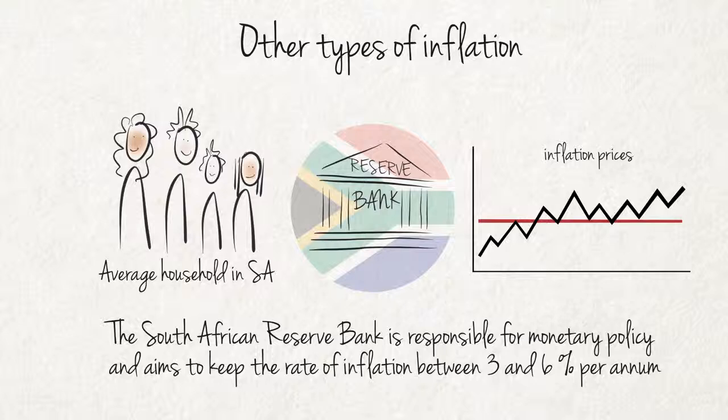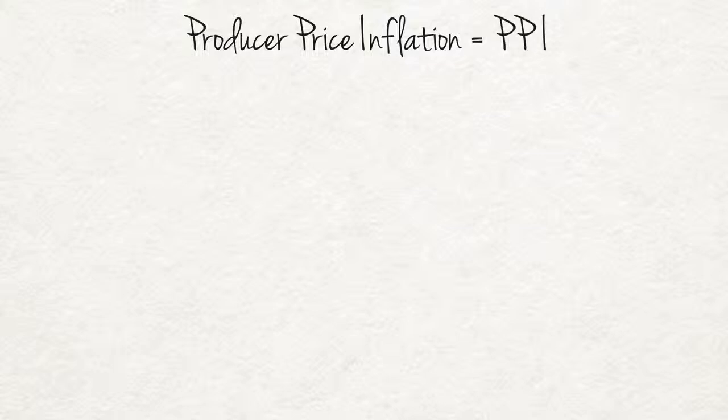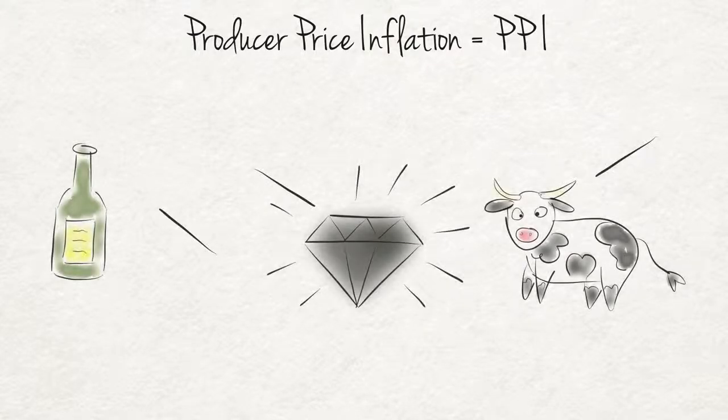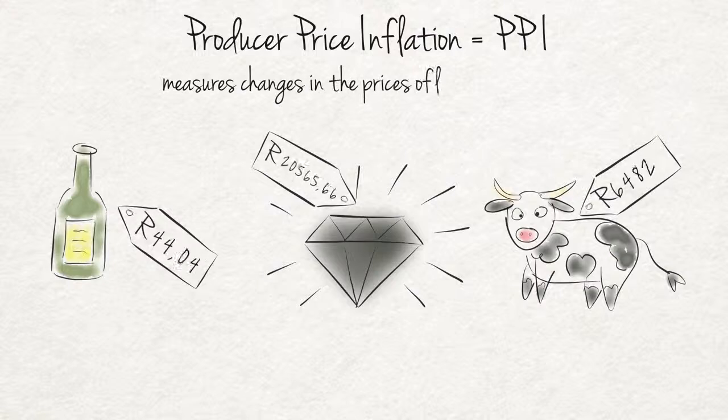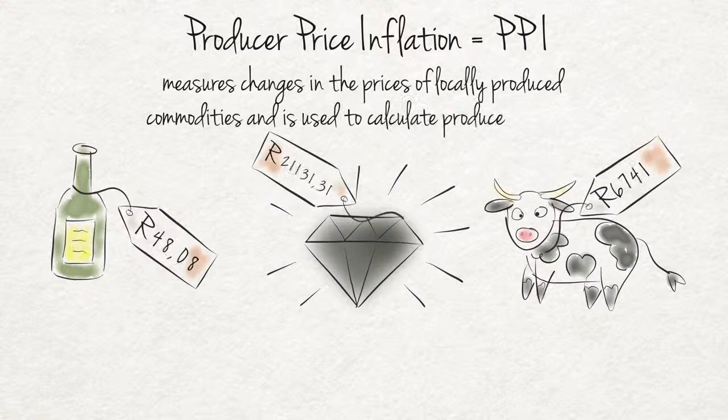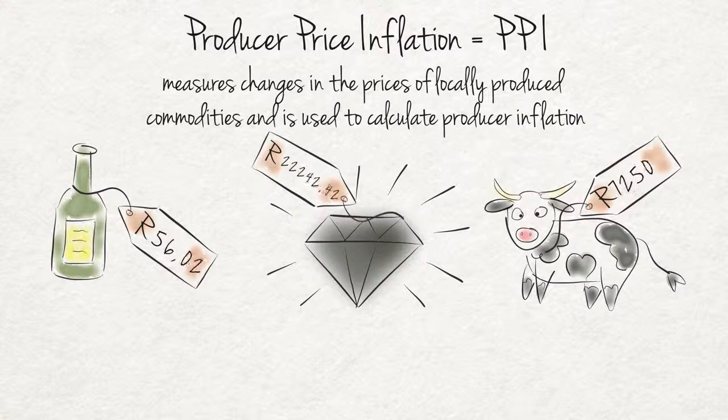Although this overall rate of inflation for the whole country is the most important inflation rate, it is not the only inflation rate that is calculated and published. Next, we look at a few other types of inflation. Producer Price Inflation. The Producer Price Index, or PPI, measures changes in the prices of locally produced commodities and is used to calculate producer inflation. In general terms, it can be defined as the price of goods as they enter or leave the factory's gates.